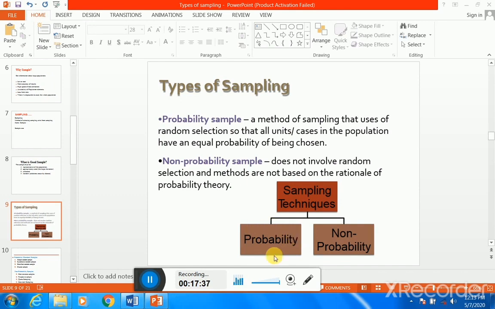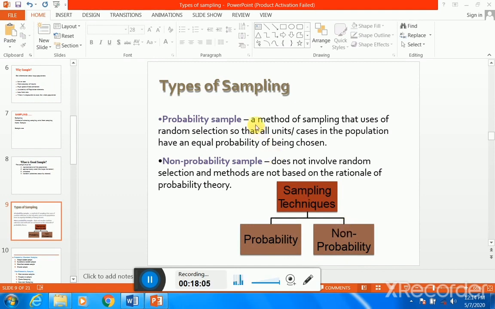It means randomness is there. Haphazardly we cannot choose. Every member has the same probability of being selected. So that is probability. The next is the non-probability method. By the name it is clear: non-probability means non-chance, where the members' chances of occurrence are not equal, not the same, not alike. Such sampling is known as non-probability.